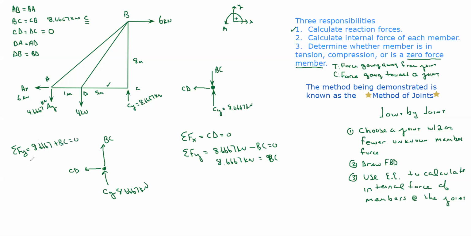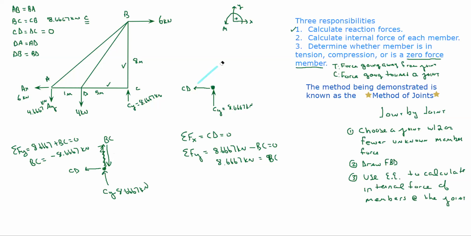Subtract 8.6667 from both sides. We would have calculated BC is equal to negative 8.6667 kilonewtons. The negative would not say that the force is negative. It would just indicate that I have the arrow drawn in the wrong way. It should have been drawn going downwards, which now indicates the force is going toward the joint, so the member is in compression. So now we have BC, so we are 3/5 of the way in.